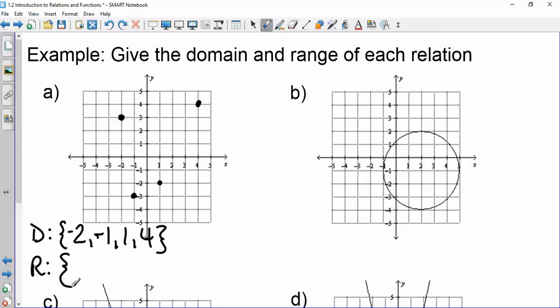The range is the y. So if I start at this bottom point, it had a y value of -3. Next point was at -2. Next point was at +3. And last one was at +4.